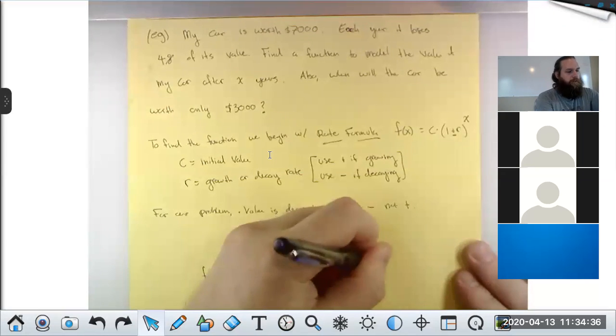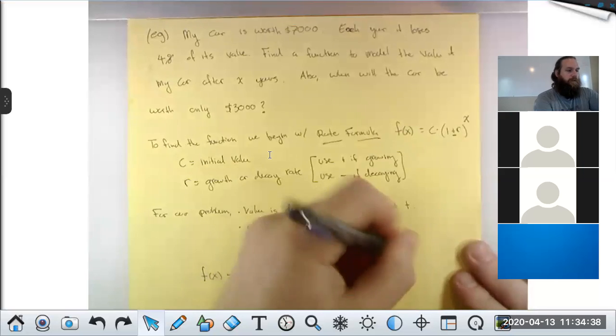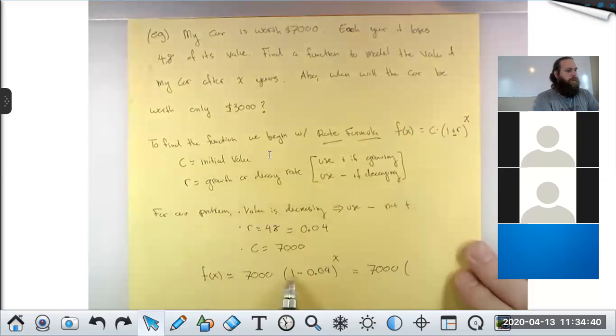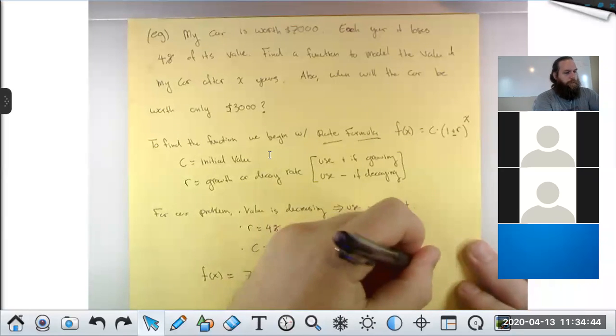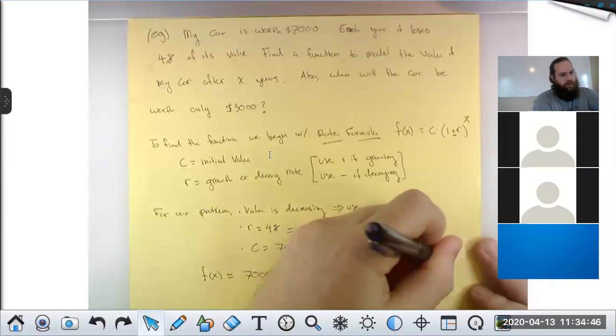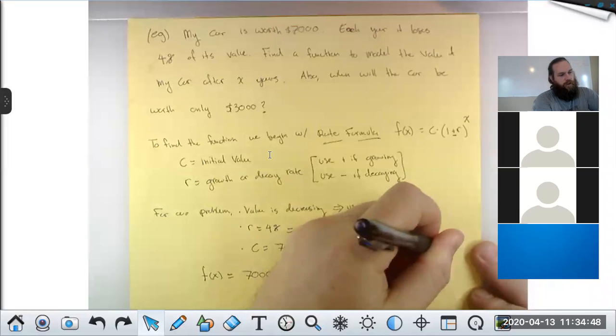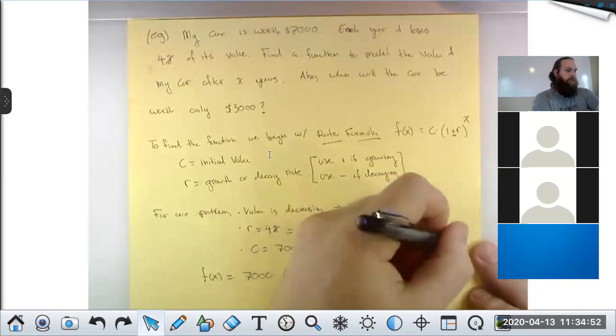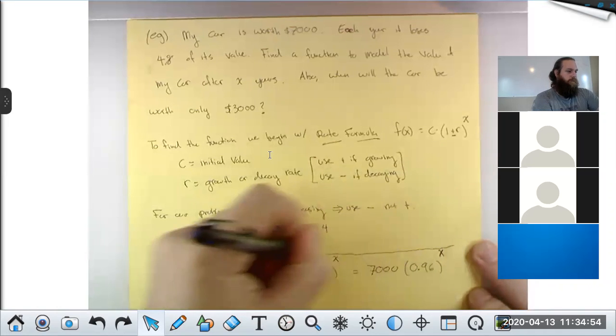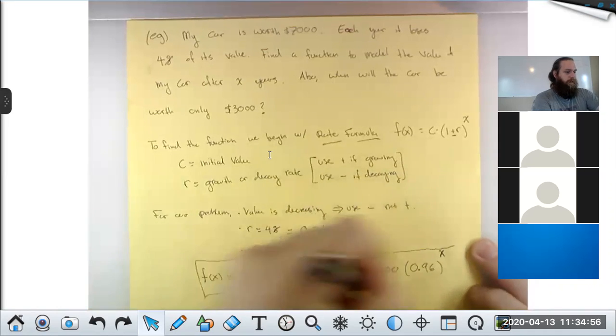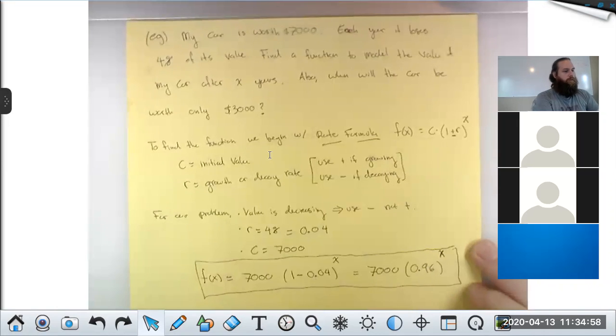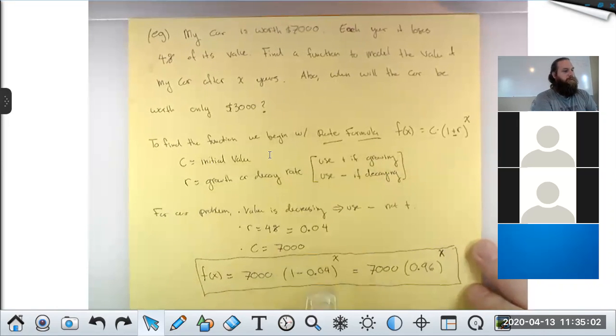So simplifying this formula, I get 7,000 times, we've got to follow our order of operations, right? So 1 minus 0.04, that's 0.96 to the x. So this is what we're after in part A, right? Really just this piece. This is the function that I want. This is just the unsimplified version. Either one would be considered a correct answer.